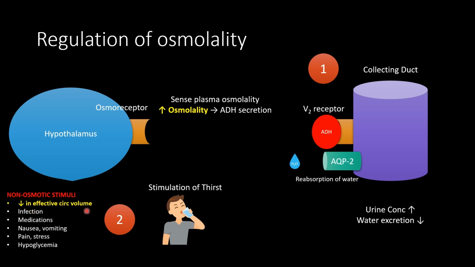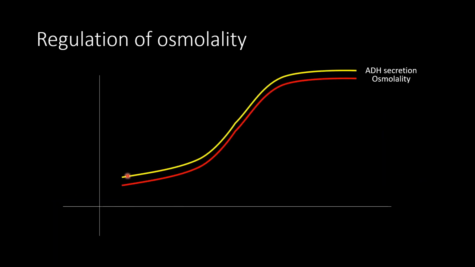It is important to remember that there are many other stimuli for this osmoreceptor stimulation like infection, medications, nausea, vomiting, pain or stress, and hypoglycemia also. All these stimuli can cause stimulation of the osmoreceptor also. Upon stimulation, these two actions happen. One action is ADH secretion, another action is stimulation of thirst. So as the osmolality increases, the ADH secretion also increases.